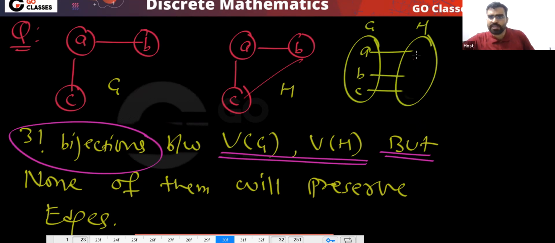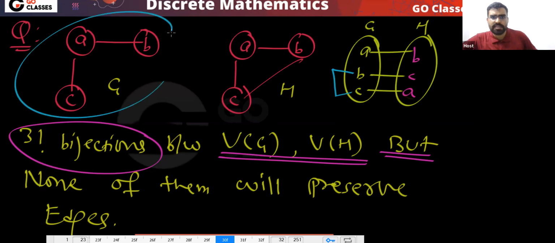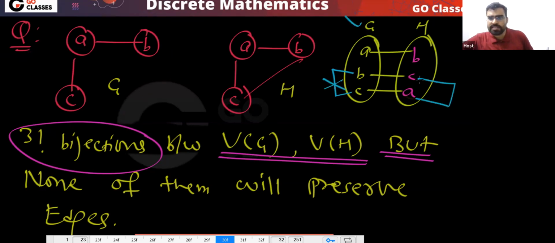So tell me, for example, let me give you this bijection. Will it preserve edges? This bijection is not preserving edges because you can notice there is no edge between B, C in G. In G, there is no edge between B, C. But there is an edge between C, A in H. So whatever bijection you create, none of them will preserve edges.